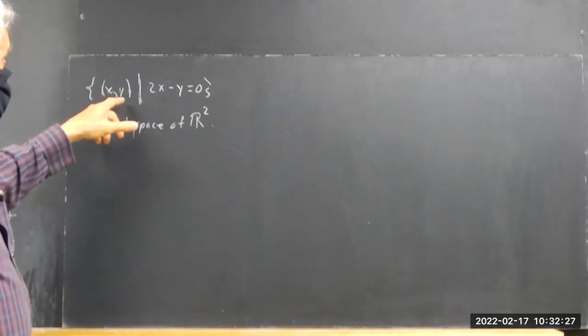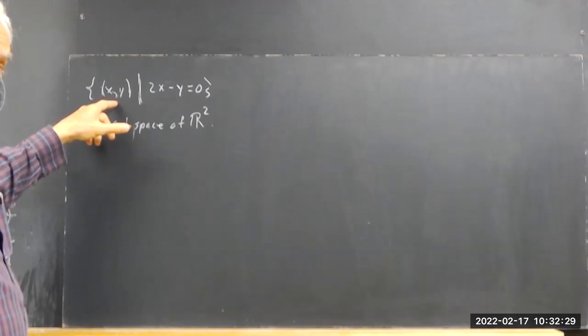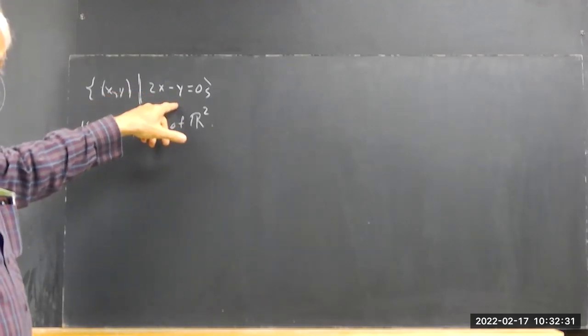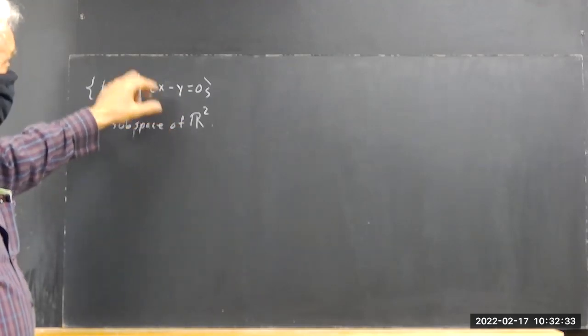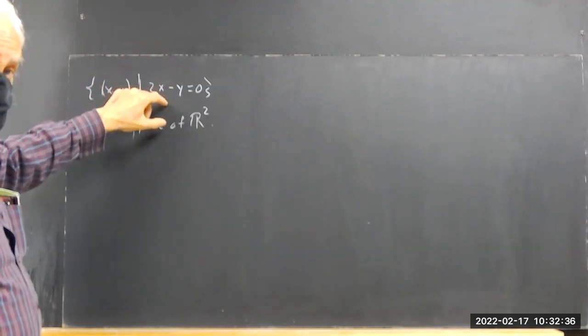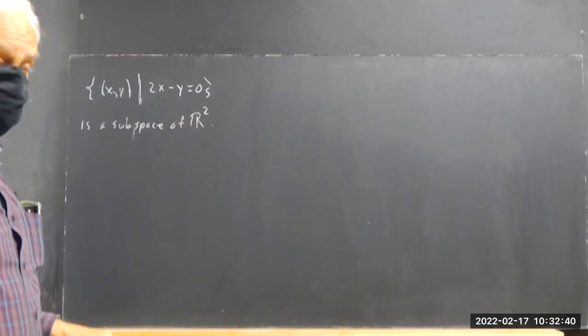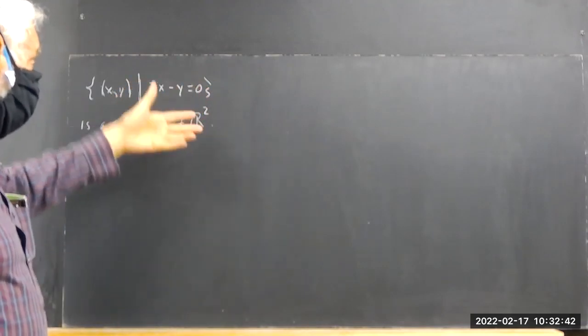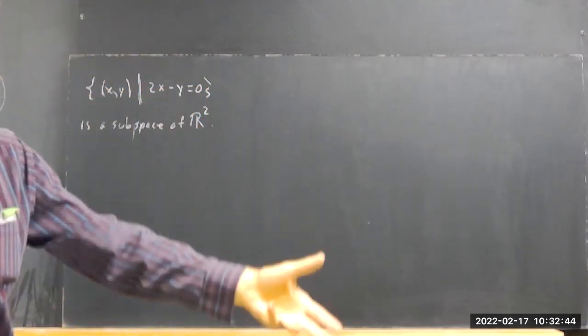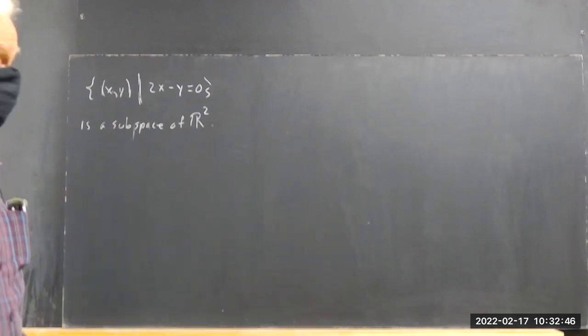the ordered pair x1, y1 plus the ordered pair x2, y2 also satisfies the equation, which means that 2 times the quantity x1 plus x2 minus the quantity y1 plus y2 would have to be 0. Now, if it's true for the x1, it's true for the x2. You just add the two equations and you get the result. It's very easy to prove that.